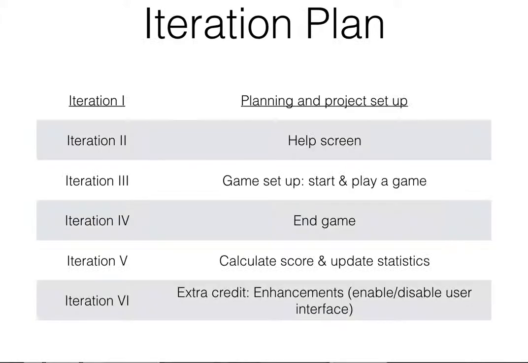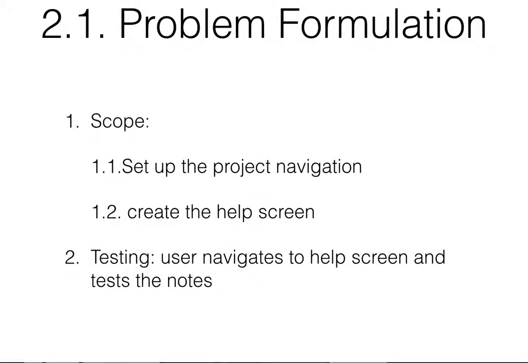Hello, so we start iterating after we set up the project. It's ready to move on to iteration number 2, and in this iteration we're going to create the help screen. So we completed iteration 1, we defined our process and our project, and we set up Xcode for our project, set up the different screens and the different custom controllers. Here is our plan, and we are moving on to the help screen.